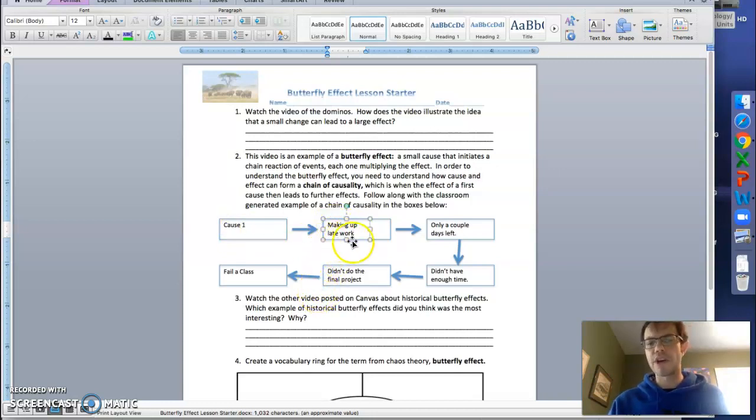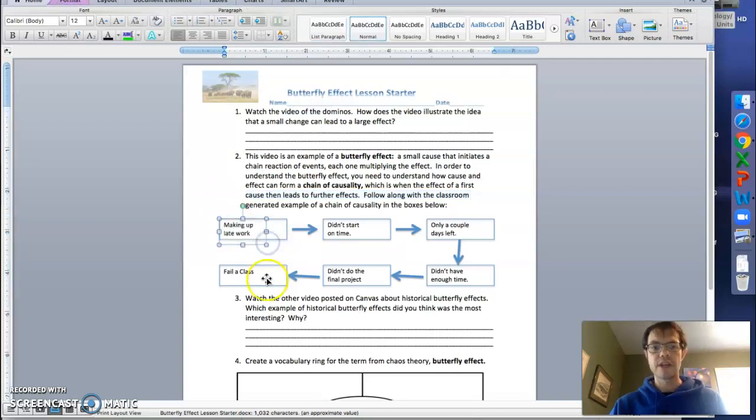Actually, this one should probably go over here. I'm going to switch that. So this one, making up late work, let's take that and put it over here. And this one is going to be that you didn't start on time. And why didn't you start on time? It's because you were making up late work. It's because you were behind from all sorts of other stuff that you were doing before, right? So it might look like on the surface, oh, I failed the class because I just didn't do the project and I just didn't have enough time. But in reality, it's deeper than that, right? The reason that you didn't have enough time goes all the way back to decisions that you made 2 weeks into the cycle.